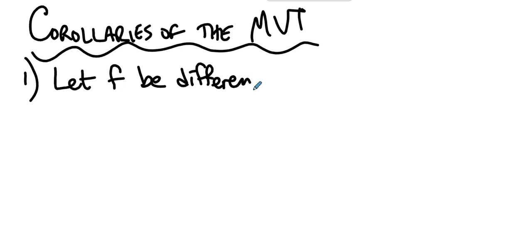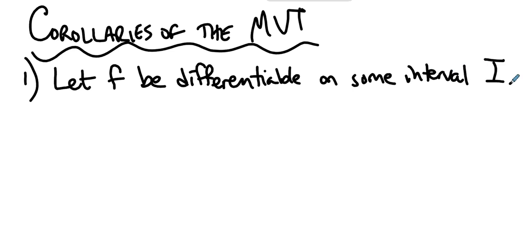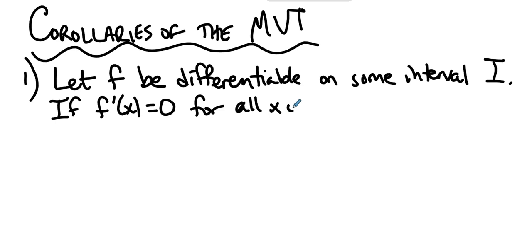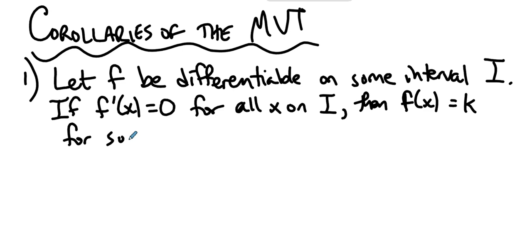So here's corollary 1. Let f be differentiable on some interval I, for interval. If f prime of x is 0 for all x on the interval, then f of x is k for some real number k.